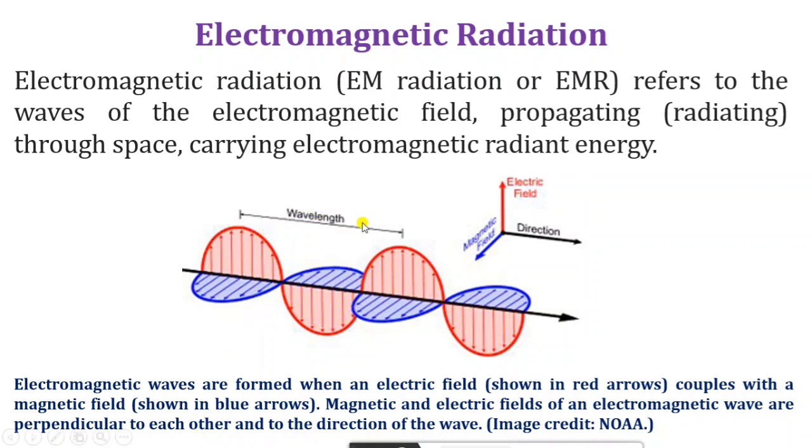The distance between two consecutive crests, we call it as crest, and the bottom one we call it as trough. So the distance between two consecutive crests or consecutive troughs is known as the wavelength of an electromagnetic radiation.